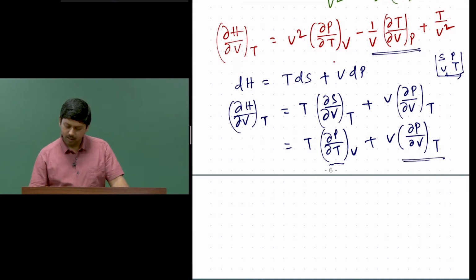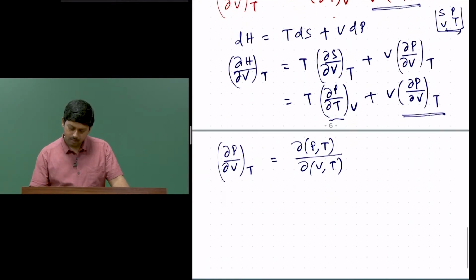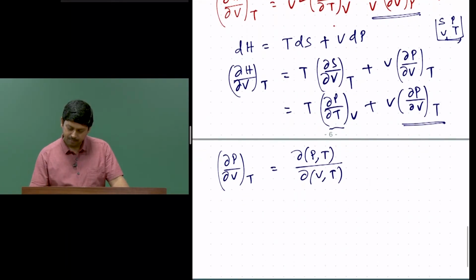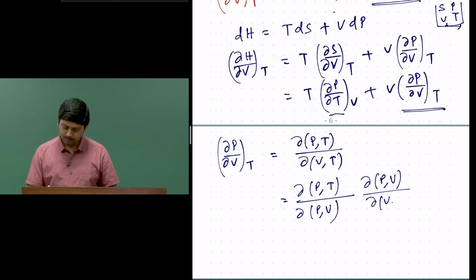We can do this one, del P del V at constant T. So, del P del V T is nothing but del P del T by del V del T. We need del T del V, which is we need T P by V P. T P is already there, V P. So, I write P V. So, then we write P V and V T.